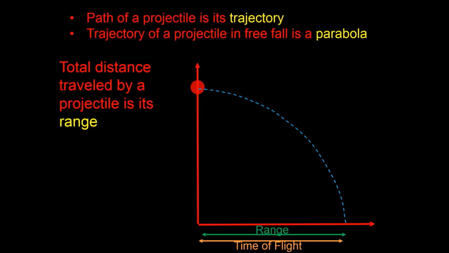So just a little bit of terminology before we continue. The path of a projectile is known as its trajectory, and the trajectory of a projectile in free fall is parabolic. The total distance in the x direction that's traveled by the projectile is called its range, and the time it takes to get to its destination is referred to as its time of flight. And we could, of course, look at vectors for each part of this motion.